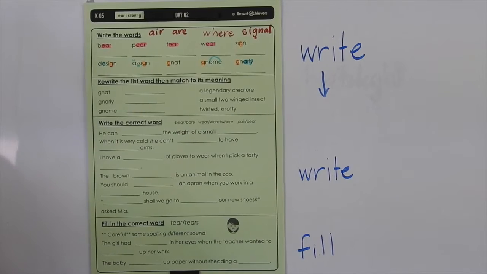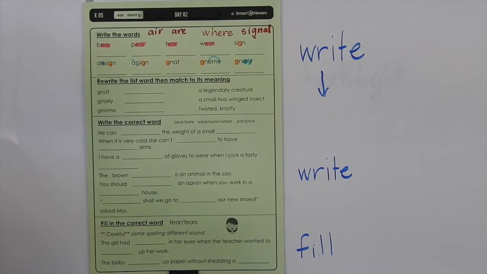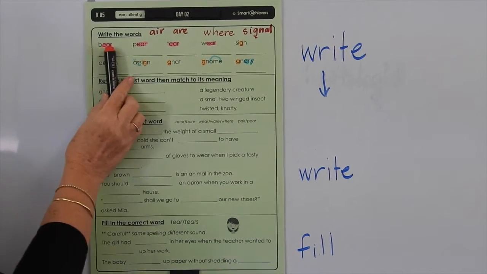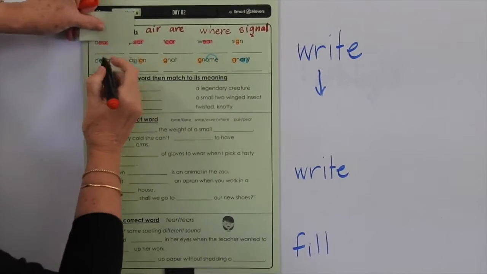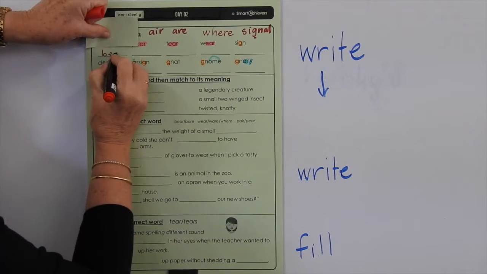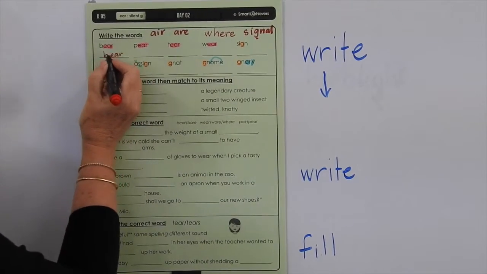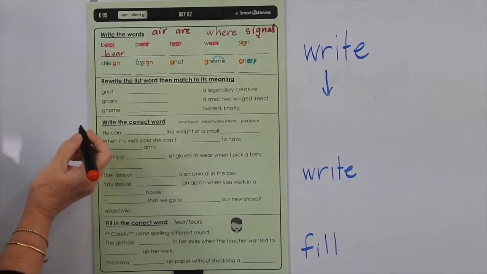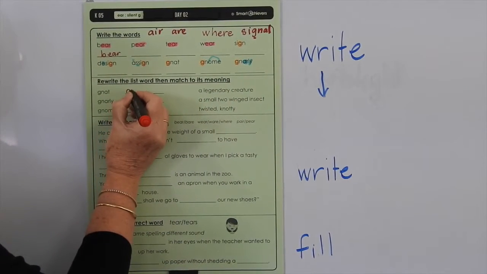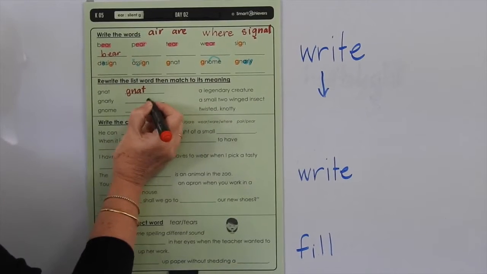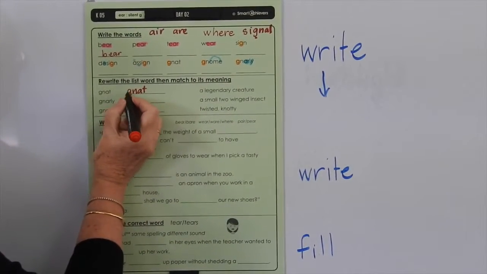Okay, let's read the words, sound the words, spell them and write them. So we've got bear, B-E-A-R. You just need to cover it and write it. Check if you've spelt it correctly, and if you have, move on to the next one. Rewrite the list word, then match to its meaning. So you just have to rewrite it here and then draw a line to its meaning.